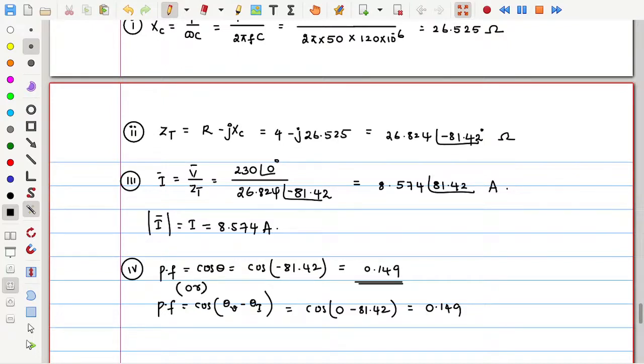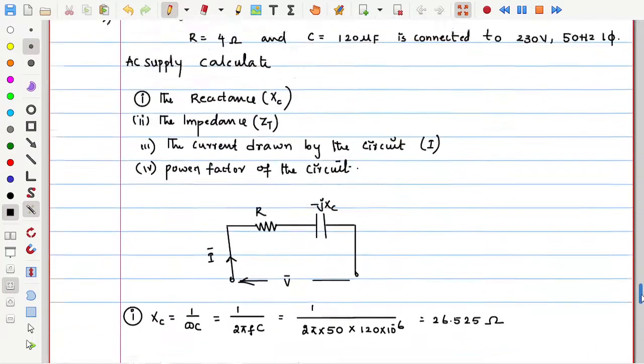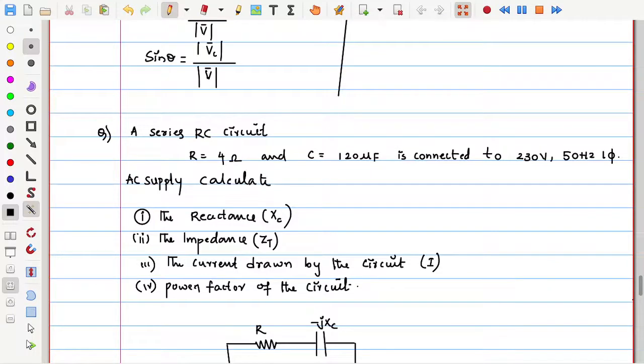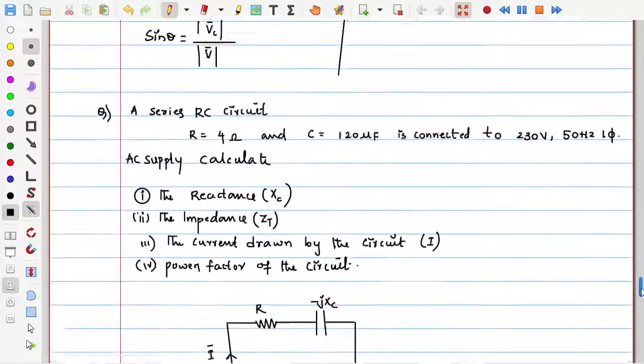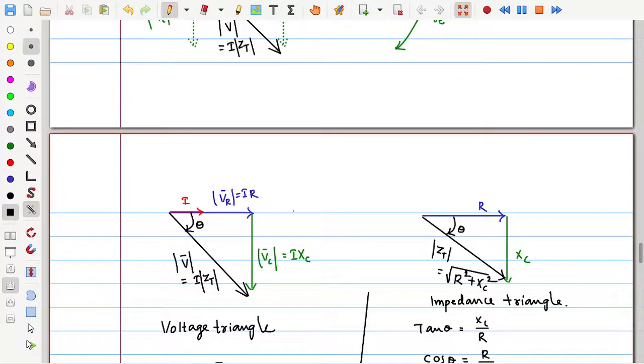So this is all about RL and RC circuit basics. So try to practice some more problems on these concepts to get aware of reactance, impedance, power factor, angle, current, voltage additions, and phasor diagrams especially. These things are very important.